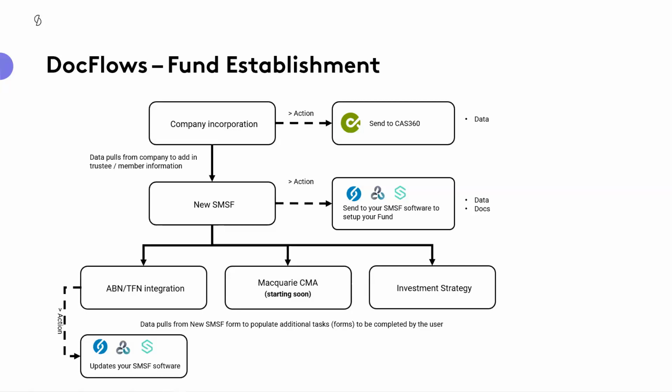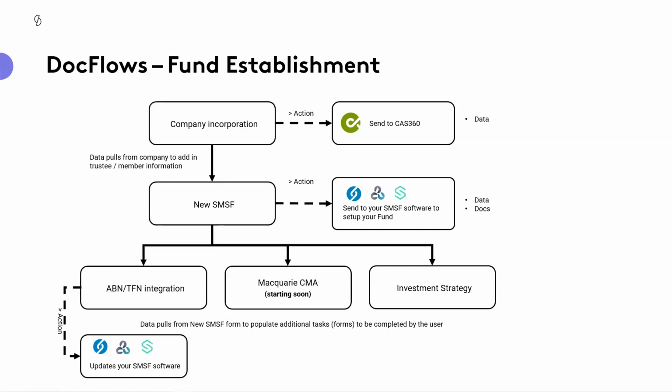Now, what we are going to go through today is, in essence, the 3 steps to establishing our self-managed fund. One is where we would have a corporate trustee. We're going to look at that company incorporation. Importantly, we have the action that can come off that, and that is we can send that data into CAS 360 to actually set up the company should you have that software available. But what we then do is we have the data from that company order form flow down and into the new self-managed super fund order form, which allows us to then complete that form.